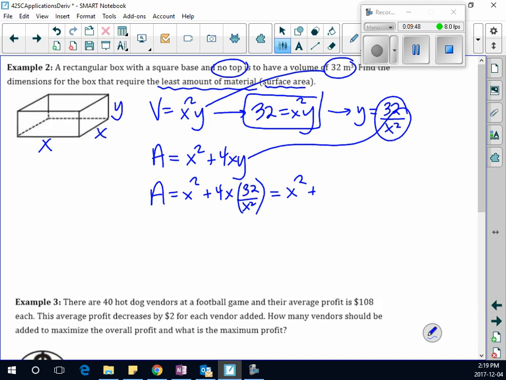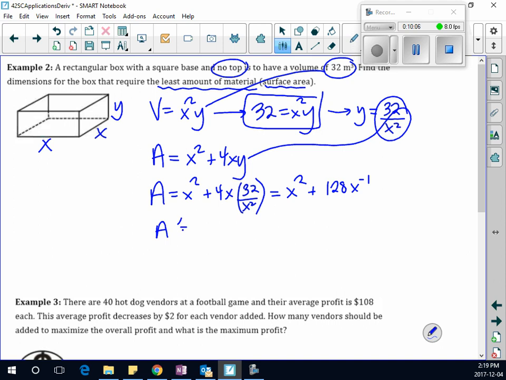4x is 32 over x squared. Yeah, it would be. So 32 would be 128 x to the power negative 1. Is everybody good? I'd rather have it as x to the power negative 1 than over x because it's easier to find the derivative.